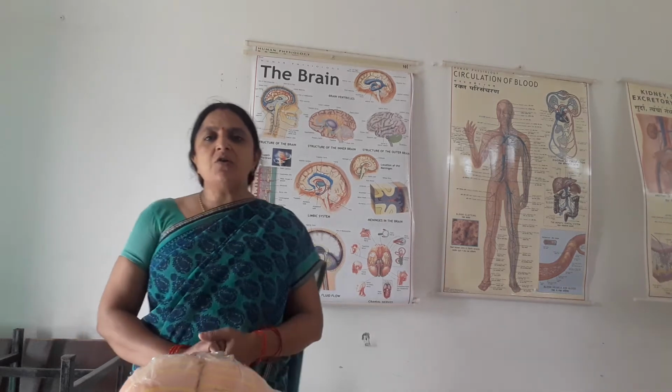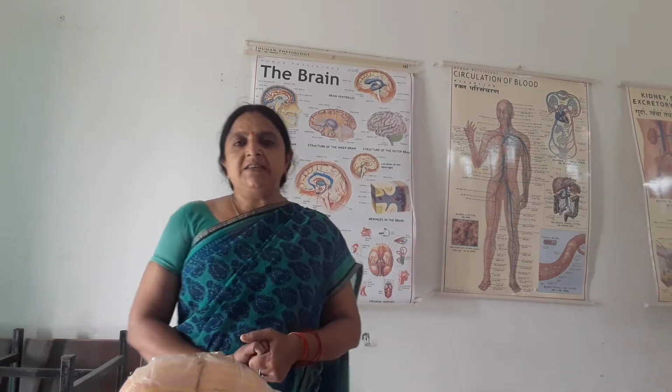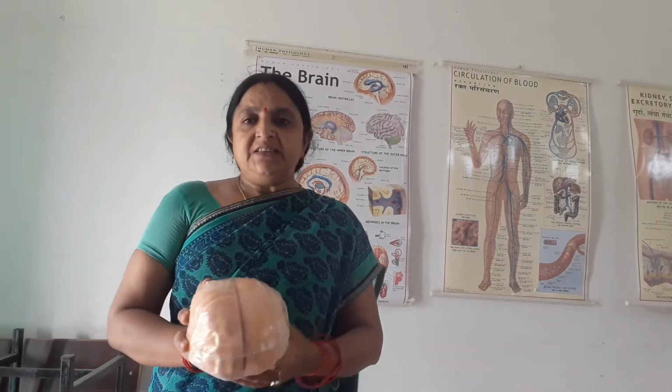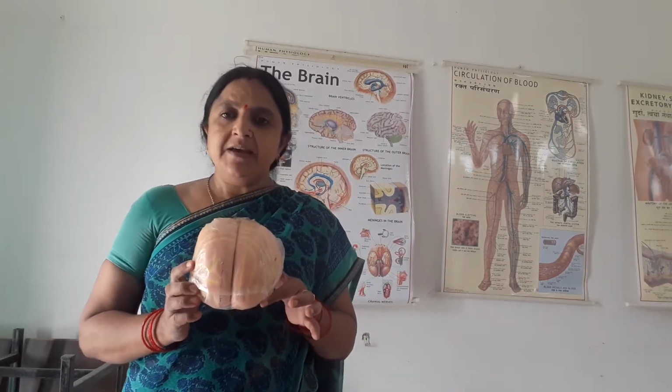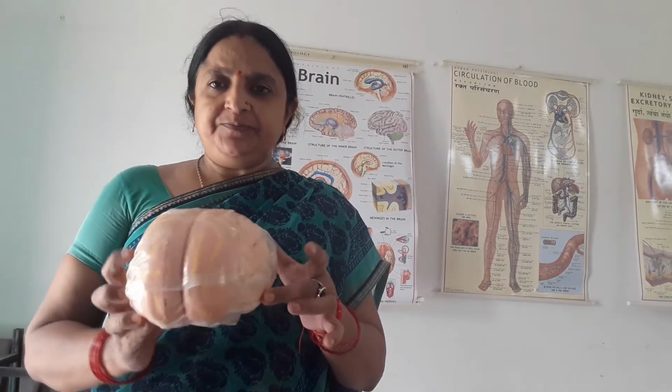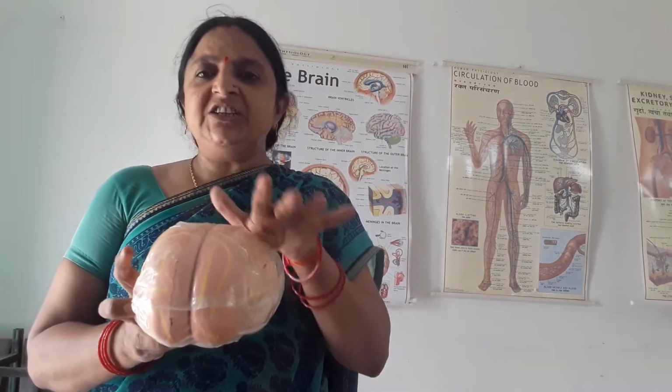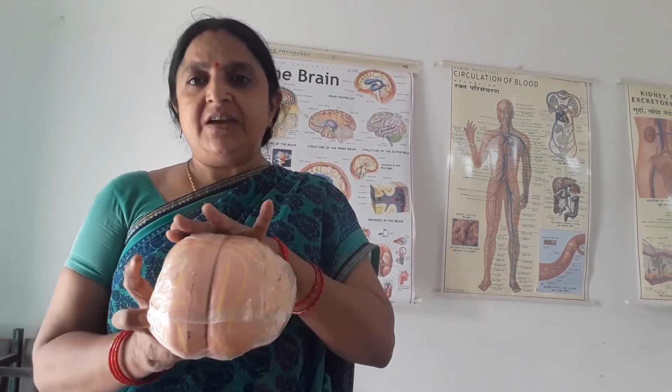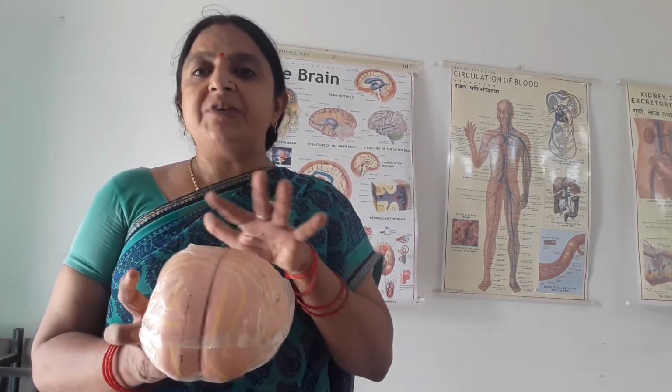Good morning class. Our next practical is the brain, which is about the nervous system. This is the model of the brain. See, it divides into two parts. These two parts are called the two hemispheres: right hemisphere and left hemisphere.